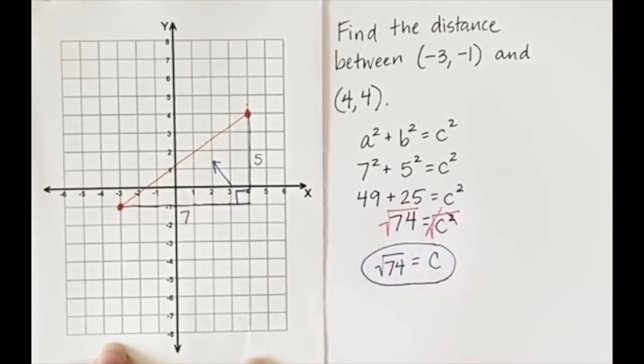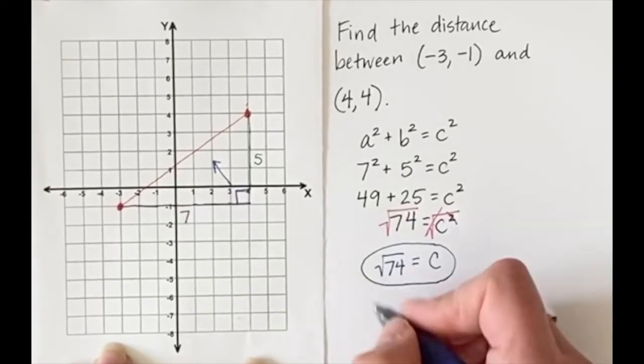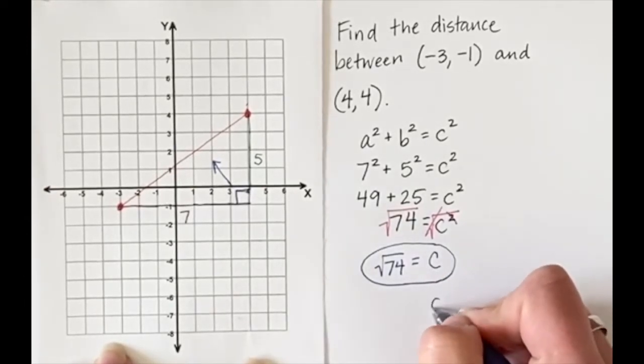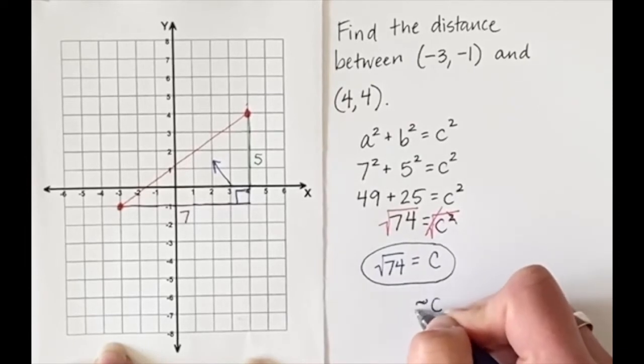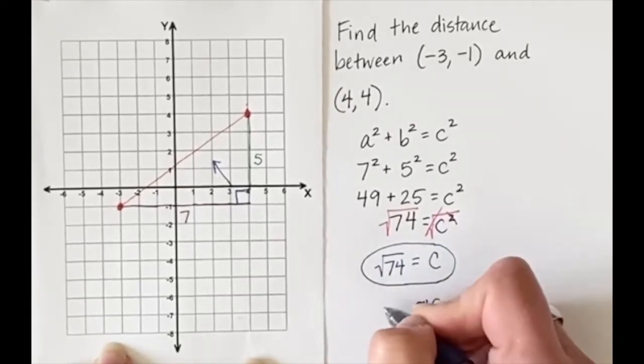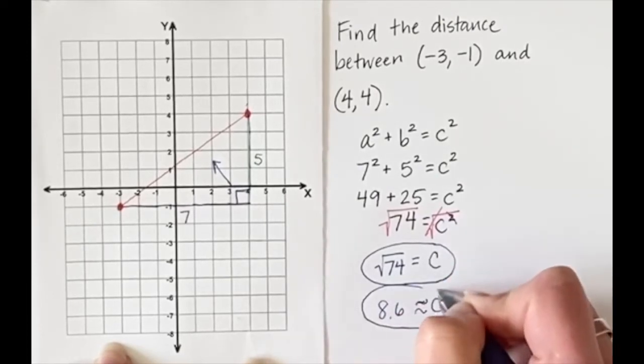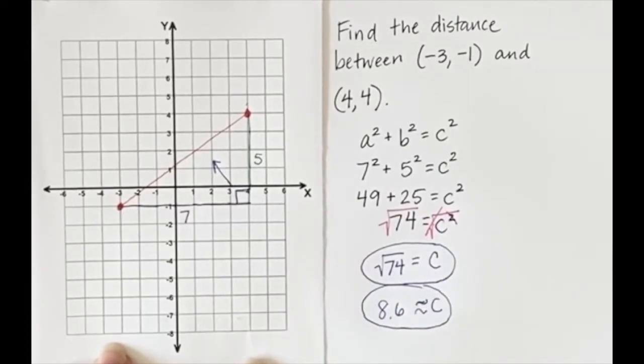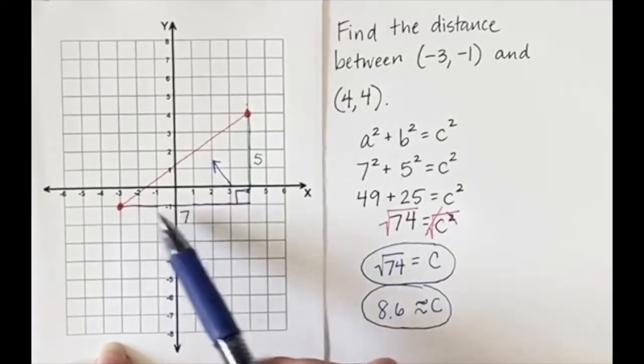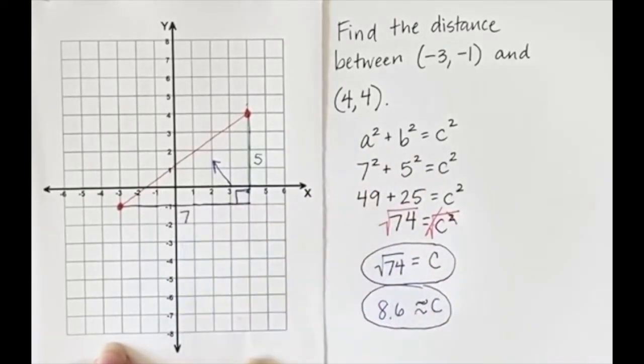Perhaps the directions said round to the nearest tenth though. If you round to the nearest tenth, you would find that c would be approximately equal to 8.6. So there you have it. I found the distance between two points because I was able to create a right triangle and use the Pythagorean theorem.